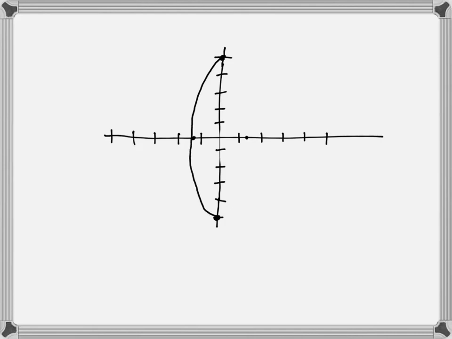I'm sorry, not our foci, but our actual ellipse here. So our ellipse looks something like this. This is 0, 5, and this is 0, -5, and this is 4/3, 0, and this is -4/3, 0, right?